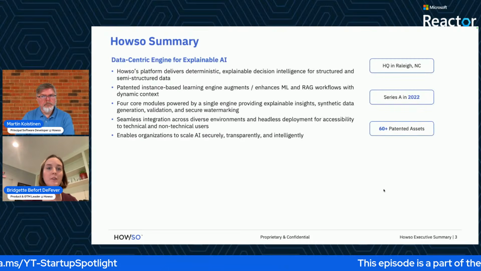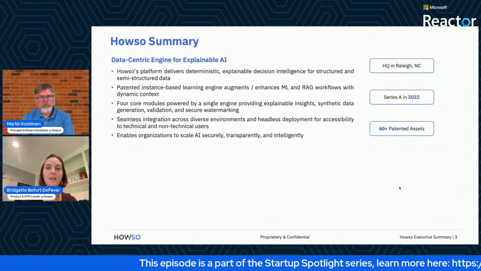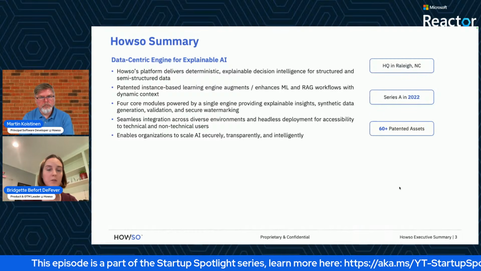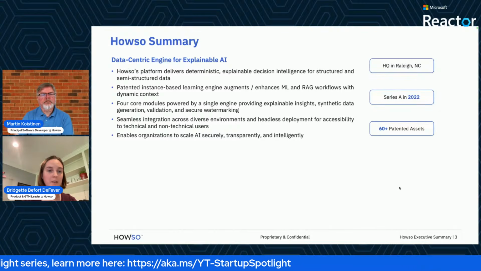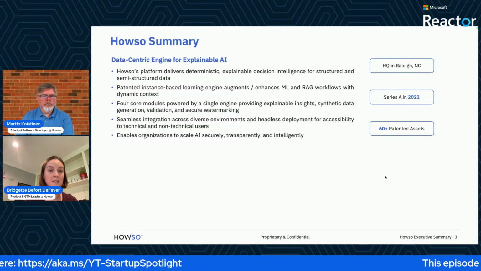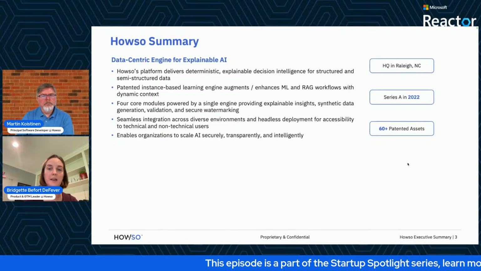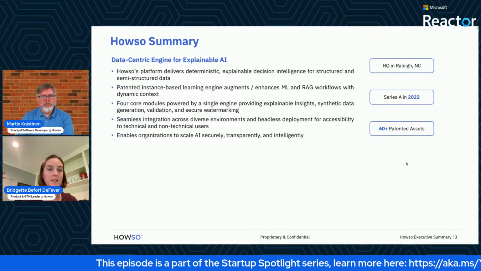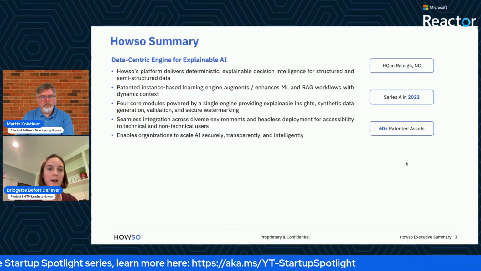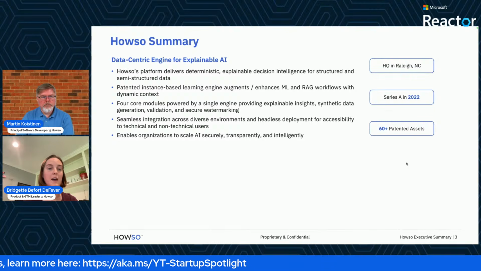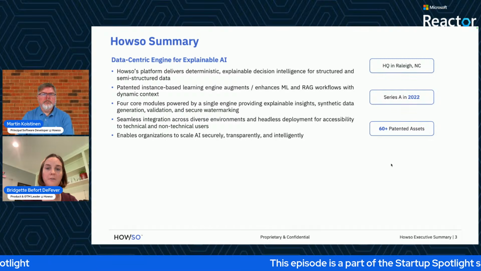I wanted to just start here with a very quick Howso summary. Howso was founded in 2017 as an explainable AI company. We did our Series A in 2022. We're a team of about 12 people, and we're headquartered in Raleigh, North Carolina. As I mentioned, Howso's technology is explainable AI. As we'll show, every insight that we generate can be routed directly back to the data. And we're able to back up that capability with 60-plus patents. What this allows us to do is provide our enterprise customers with AI that is transparent and trustworthy and fully secure all the way back to the data itself.